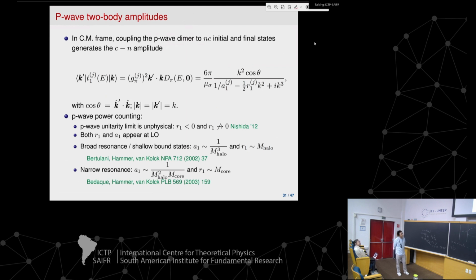And a different power counting was discussed by Bedaque, Hammer, and Van Kolck in the following papers. So they assume that this scattering volume is of the order 1 over q squared times lambda, and R1 is related to the high momentum scale, of the order lambda. So for this power counting, it will generate a narrow resonance state. So it will describe different p-wave systems.